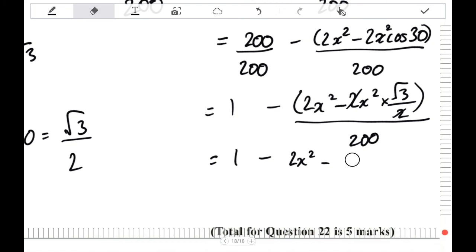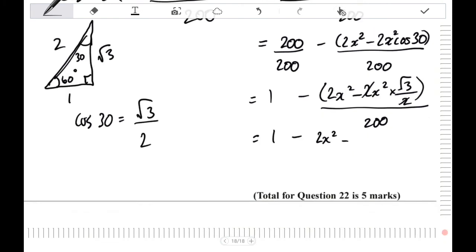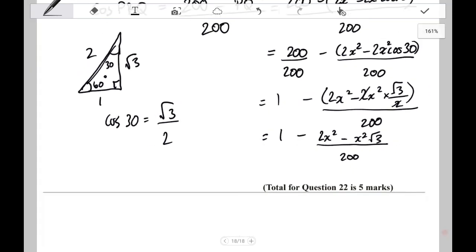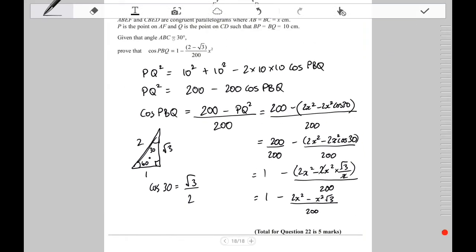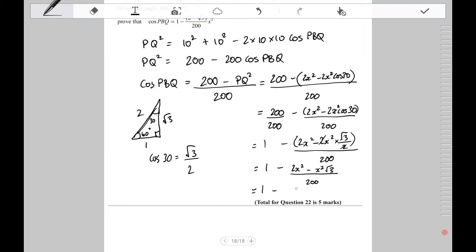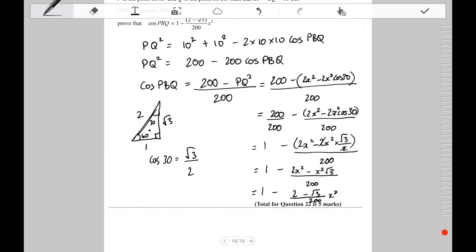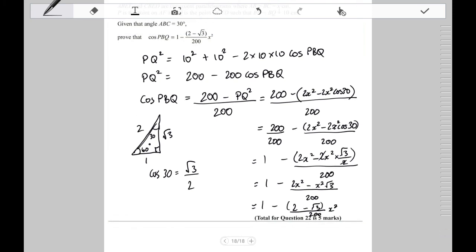Let's simplify that. X squared root 3 over 200. Okay, let's see how far we are from this. They would like 1 minus 2 minus root 3 over 200, which we've got. Okay, we need to factorize out the x squared. 1 minus 2 minus root 3 over 200 x squared. I think that's right. Yep. So that's how it goes.